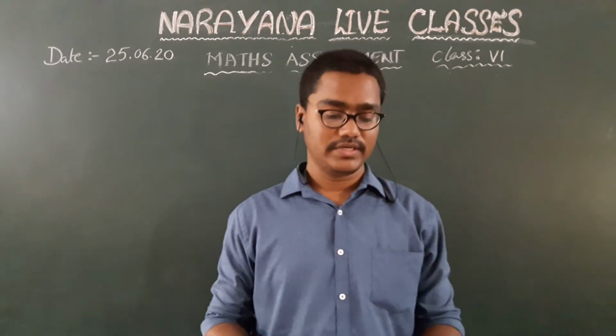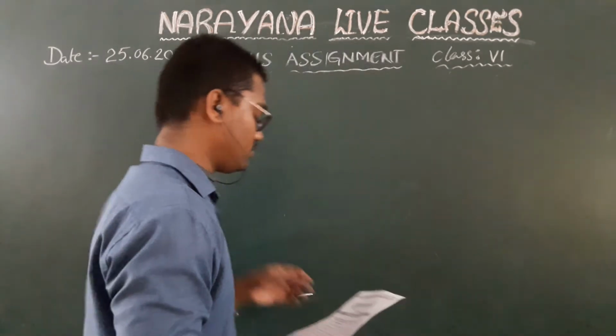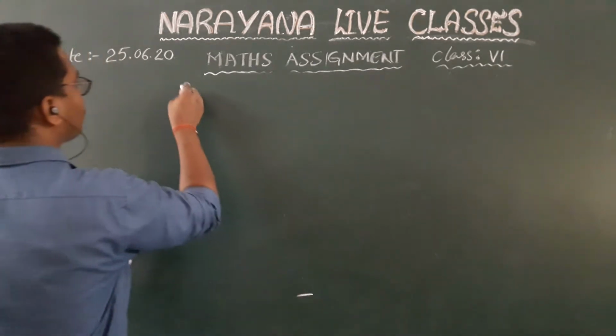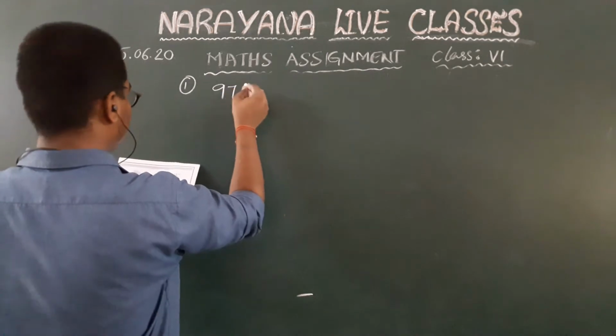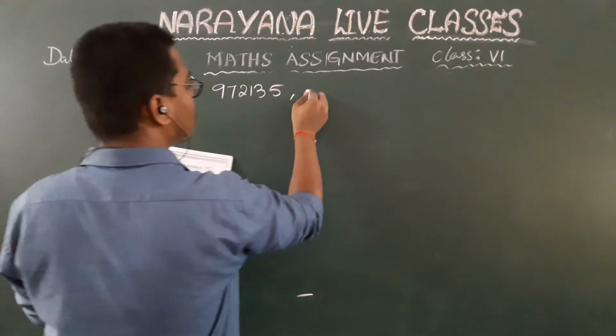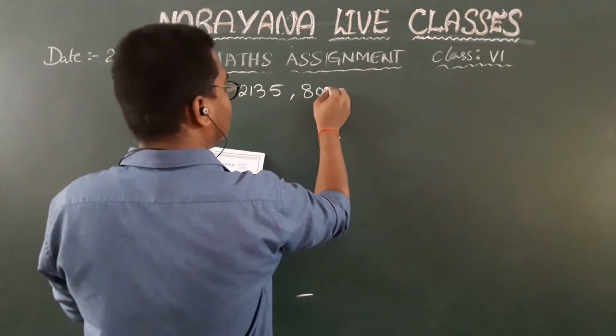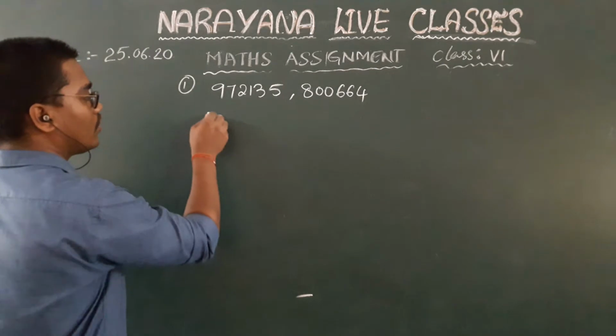So today we would like to discuss some assignment questions for 6th class children. The first question is: check whether the numbers 972135 and 800664 are divisible by 2 or not.